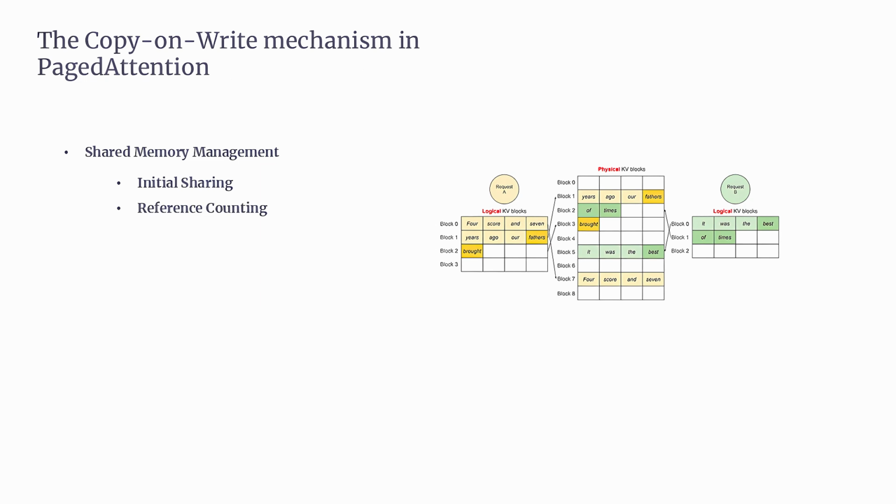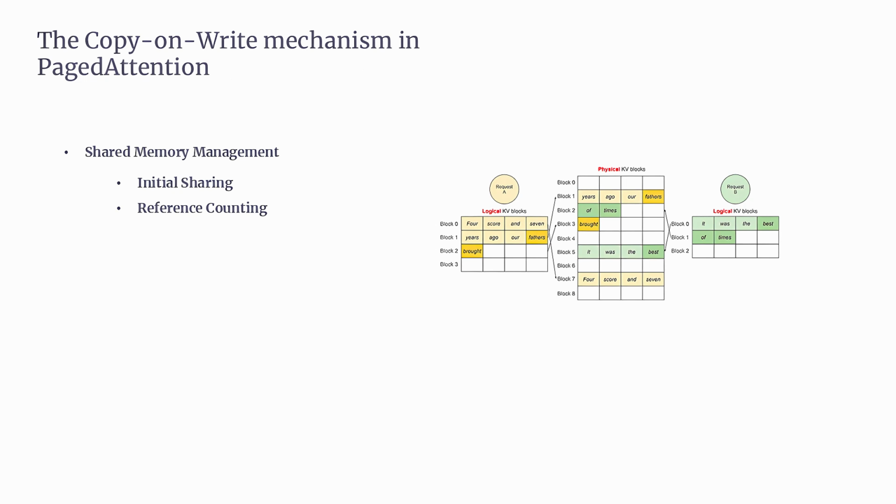2. Reference counting. To manage this shared memory, paged attention keeps track of how many sequences are using the same physical block of memory. This is done through reference counting. Every time a sequence maps to a shared block, the system increments the count. This way, the system knows exactly how many sequences are accessing the same block at any given time.